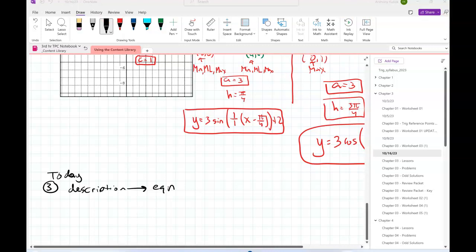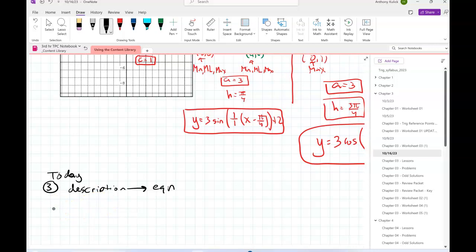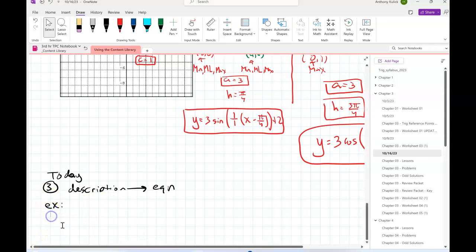Or some of the other information. Sure, yeah, it could be points. It could be periods and amplitudes and that stuff. Could be all kinds of different stuff.